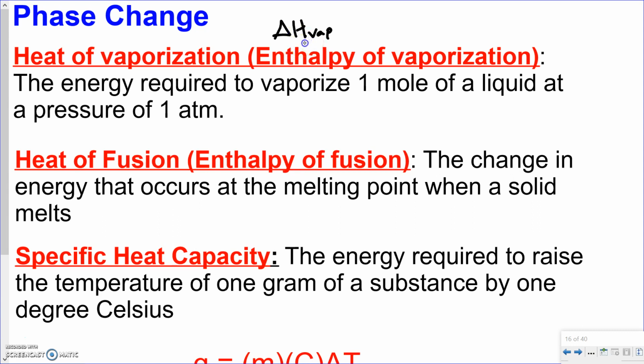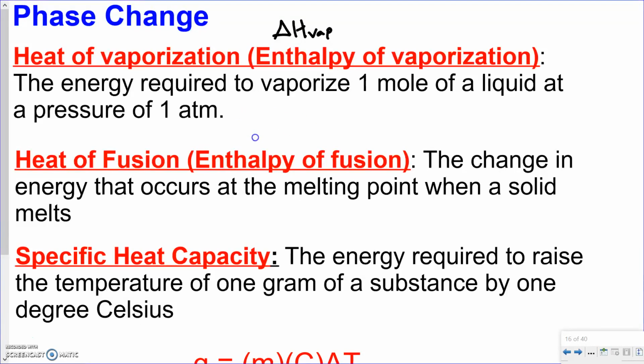Okay, and what this actually is, it's the amount of energy required to vaporize 1 mole of a liquid at a pressure of 1 ATM. Or vice versa, it could also be the amount of energy released to condense 1 mole of a liquid at a pressure of 1 ATM.